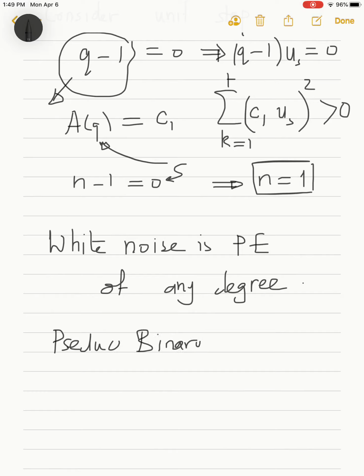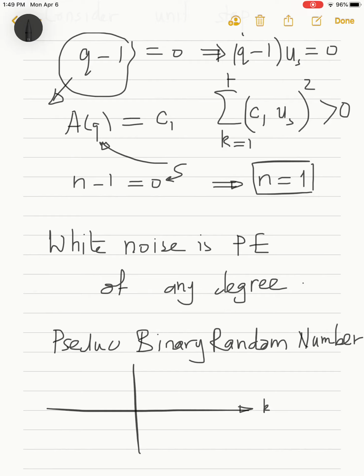Binary random number. This is a signal that changes value, like if this is k and this is the signal u, it changes value between two given numbers, say 1 and minus 1, doesn't have to be 1.